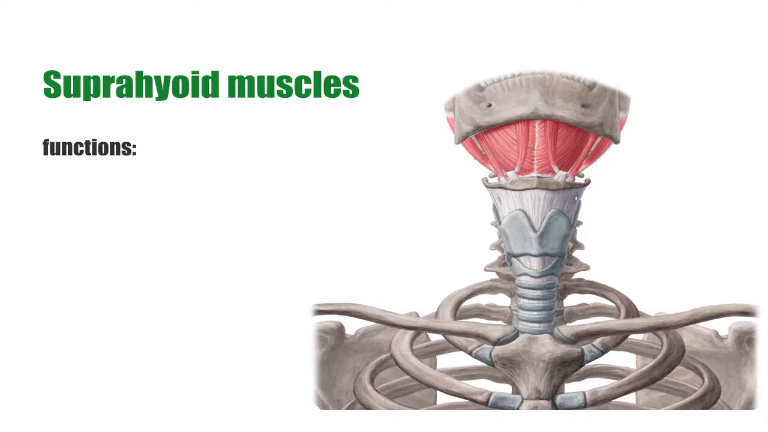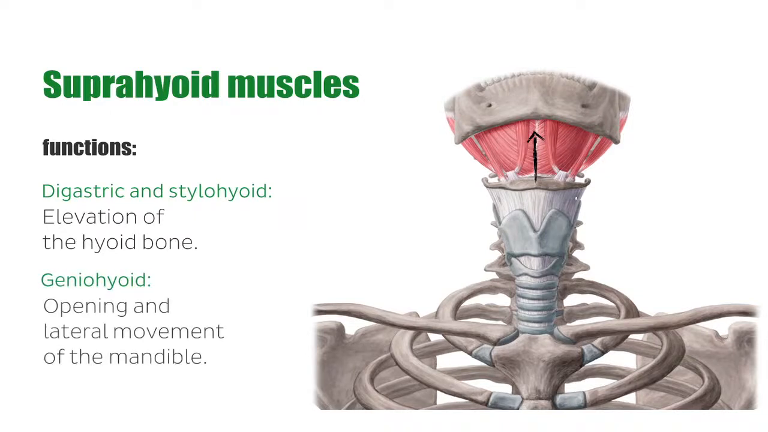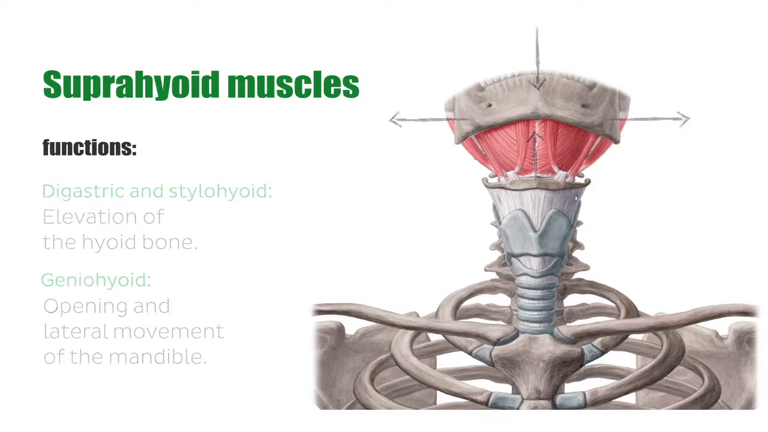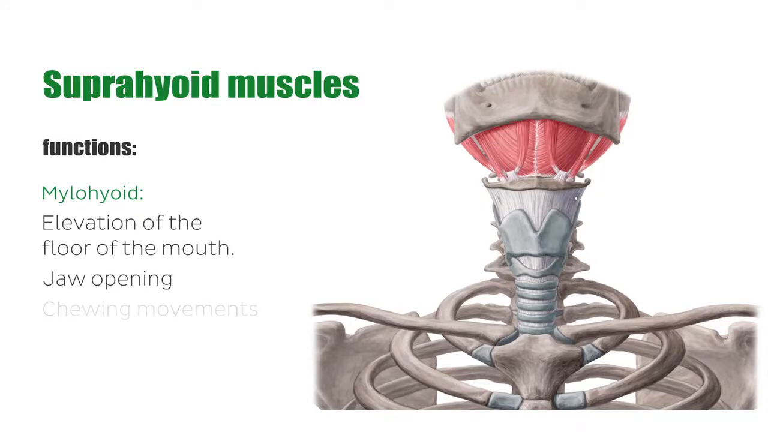But if we go into a little bit more detail on the functions of the suprahyoid muscles, the digastric and stylohyoid allow elevation of the hyoid bone during swallowing and also help keep the mouth open. The geniohyoid muscle moves the hyoid bone forward and supports opening and lateral movement of the mandible. The main function of the mylohyoid muscle is the elevation of the floor of the mouth, but it can also assist jaw opening and chewing movements.